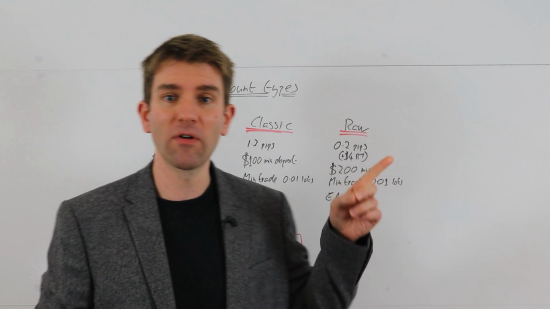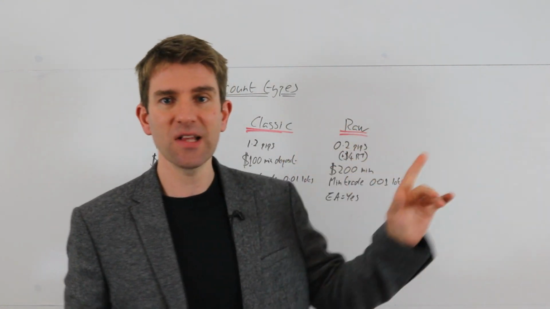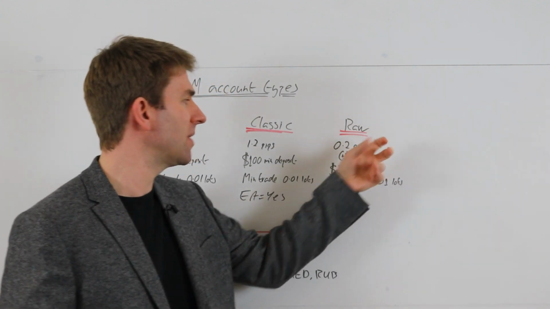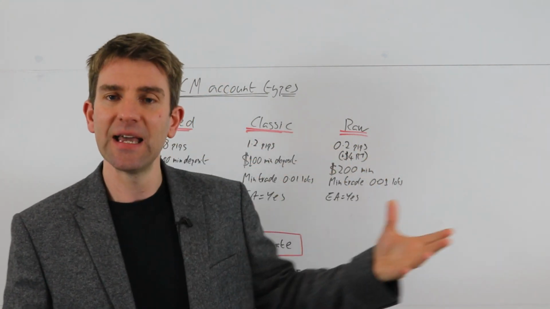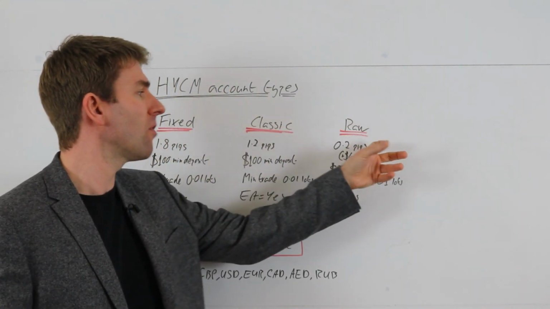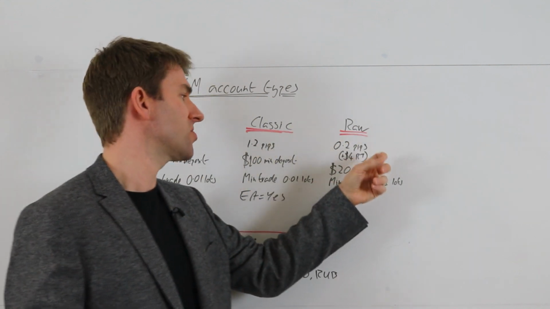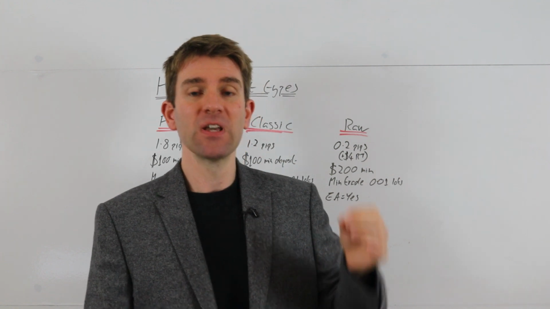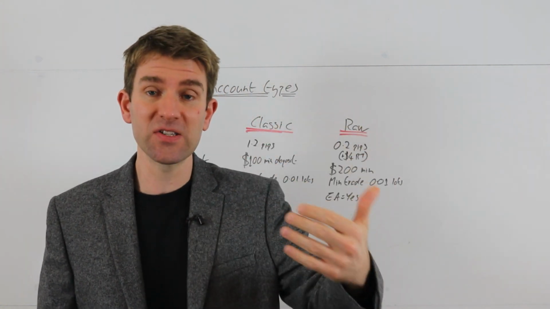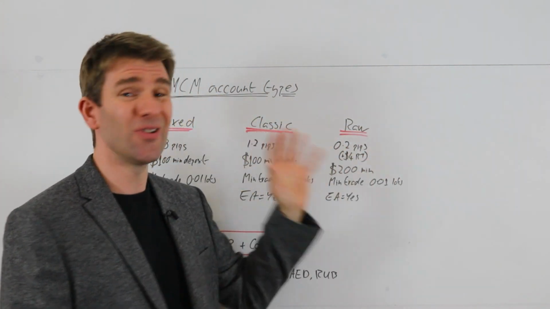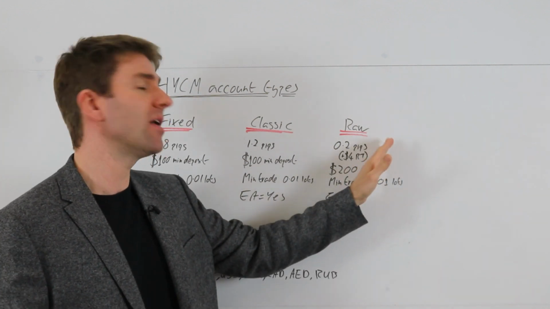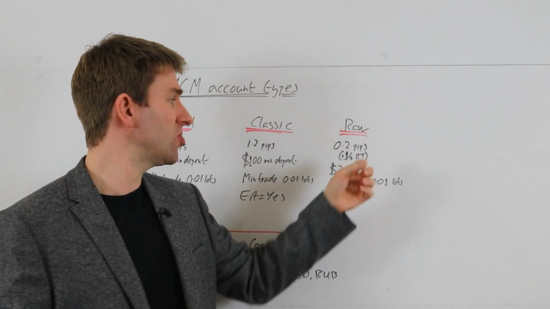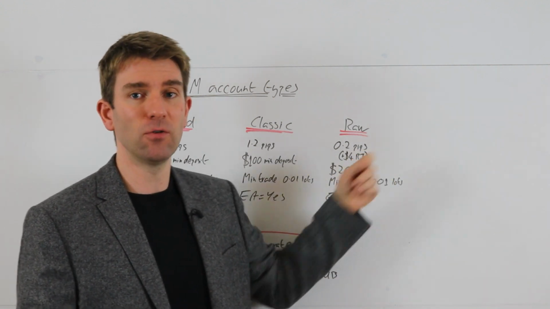So let's look at the raw account. What's the point of the raw account? The raw is slightly different, with a much lower spread, closer to the interbank rate, 0.2 pips. Again, these all depend on the market you're trading, but from that level, plus $4 per round turn. So if you're trading decent size or big size, significant size, you can see that this might be the one for you, because the more size you increase, yes, you're paying less spread, but you're still fixed at $4 per round turn.